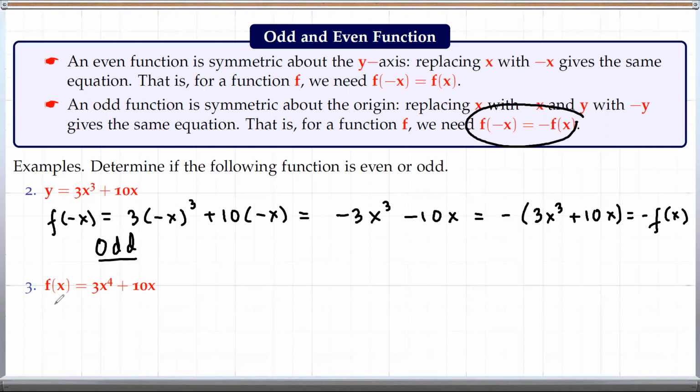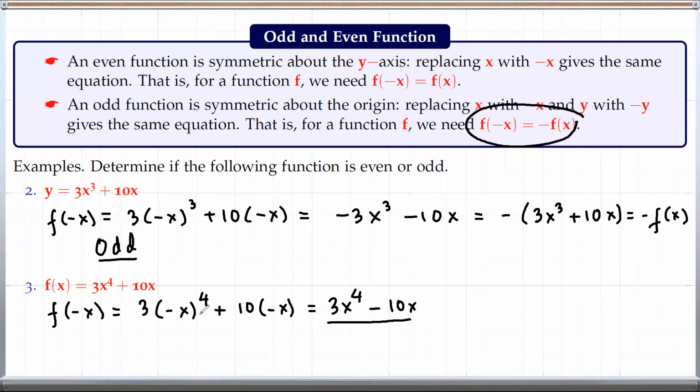The next one here, again, we start by calculating f of negative x. So this becomes 3 times negative x to the 4 plus 10 times negative x. So this is 3x to the 4, because negative x to the 4 is x to the 4, minus 10x. Now, if you compare this one with that one over here, 3x to the 4 is 3x to the 4 as it is over here. But for 10x, we get negative over here. So this is not f of x, definitely.